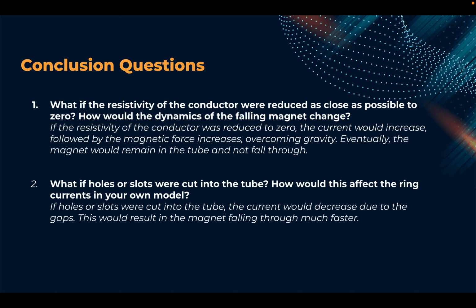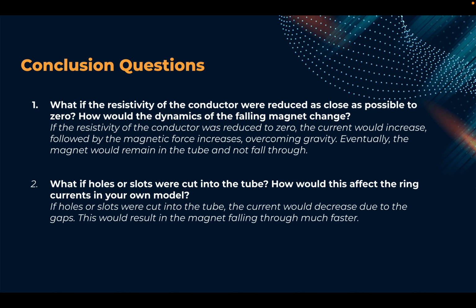So in conclusion, we had a few questions. What if the resistivity of the conductor were reduced as close as possible to zero? How would the dynamics of the falling magnet change? So my answer to that was if the resistivity of the conductor was reduced to zero, the current would increase, followed by the magnetic force increasing and eventually overcoming gravity. And then the magnet would remain in the tube and not fall through.